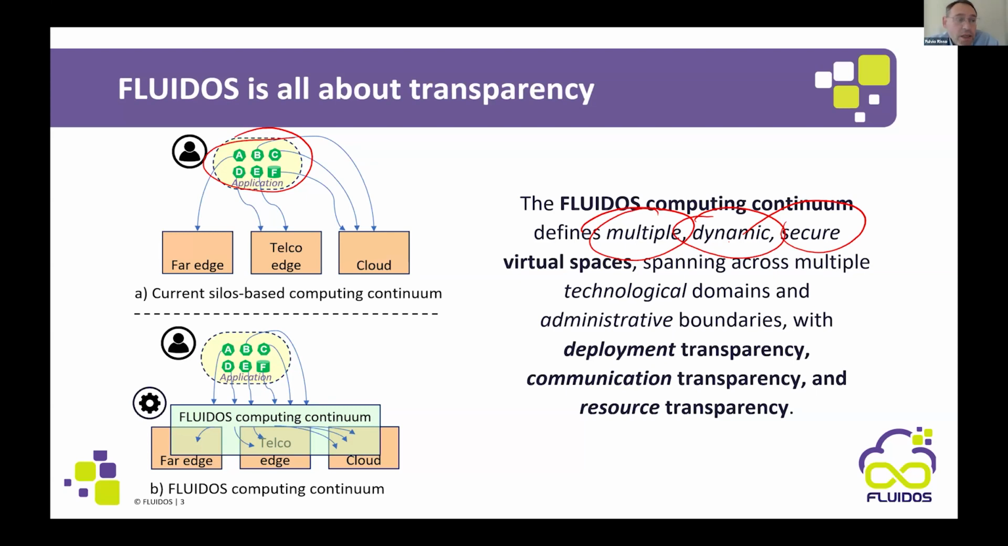But the key word that is very important here is transparency. So I don't care where those are deployed. FlUIDOS does it for me. I don't care how they communicate with one another. FlUIDOS does it for me. And I don't care whether I have resources available or not. FlUIDOS will do the magic and find the resources here.